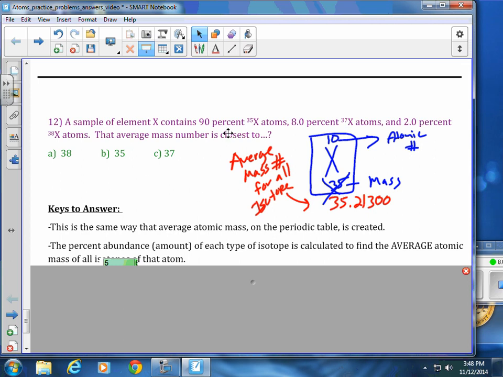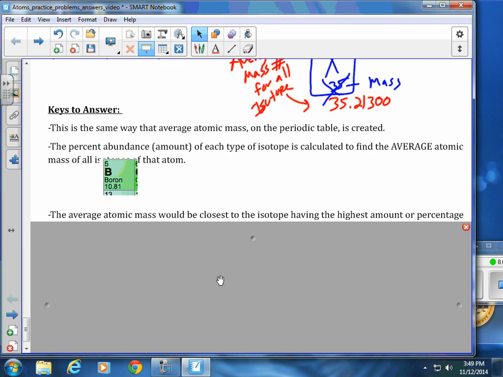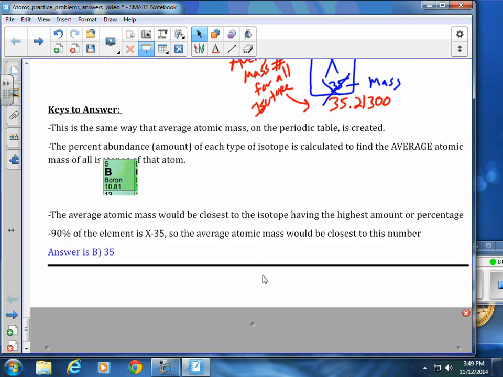So looking at this information, I'm going to think, okay, my real mass number for this is going to be closest to the isotope that I have the most of. The one I have the most of is the 90% X35 one. So that is the one that my average atomic mass is going to be closest to, because I only have 8% of the 37, and I have 2% of this 38 over here. So the one where I have the most stuff is going to be 35. So my number is going to be closest to that. So the correct answer is B. Scrolling down. All right, it's going to be B, 35.